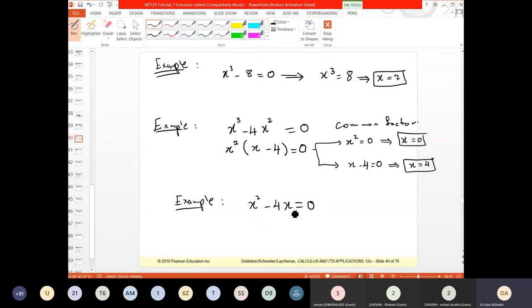I have x here and x here, which can be taken as a common factor x. So here we remain with x, and here we remain with minus 4, equal to 0. And this will lead me to cut my solution into 2 parts. Once x equal to 0, and once x minus 4 is equal to 0, which leads me to x equal to 4.